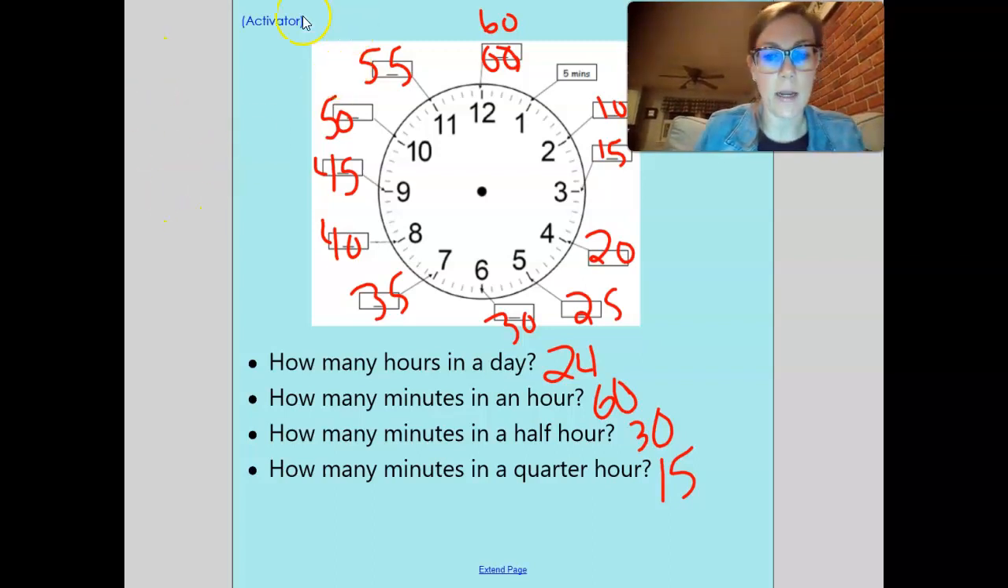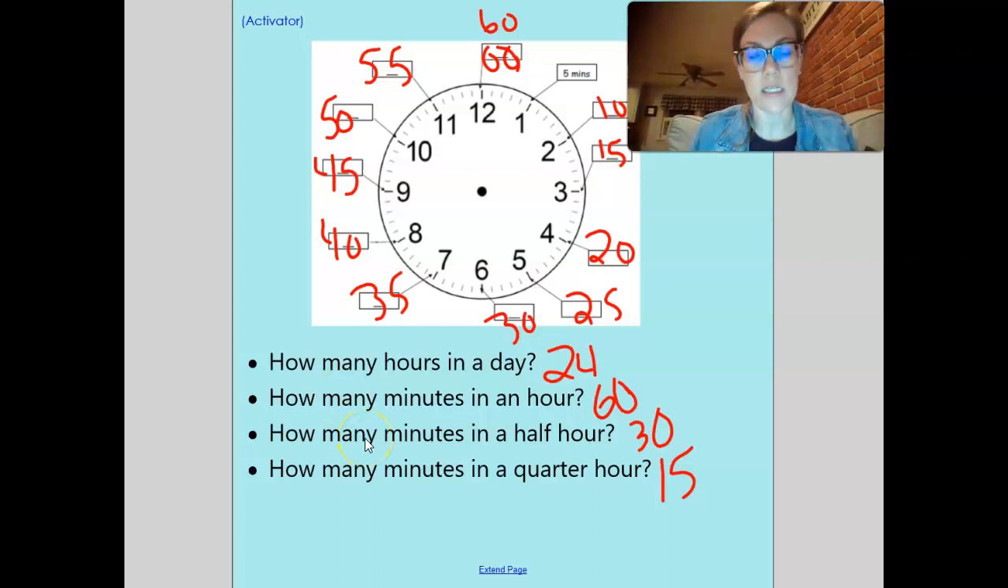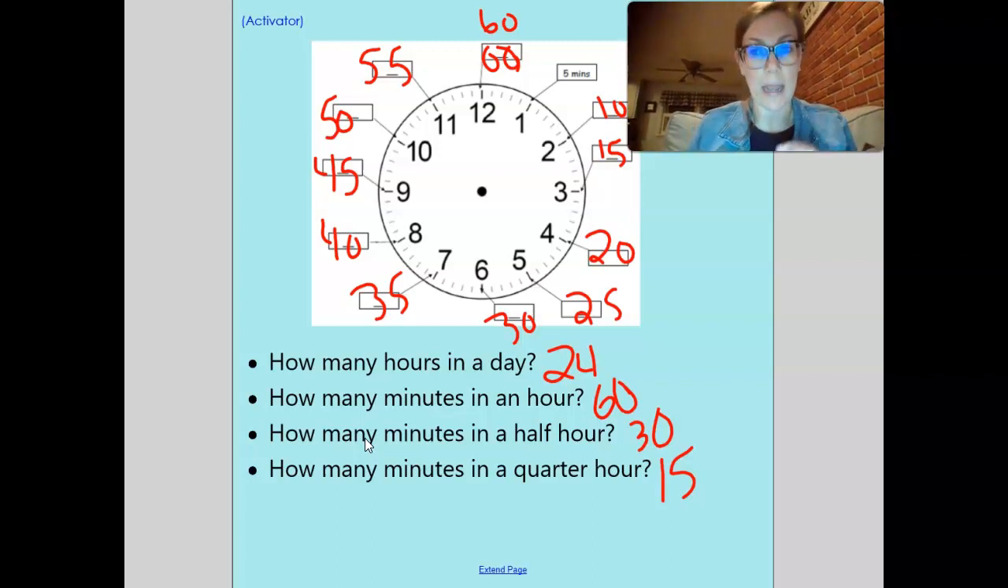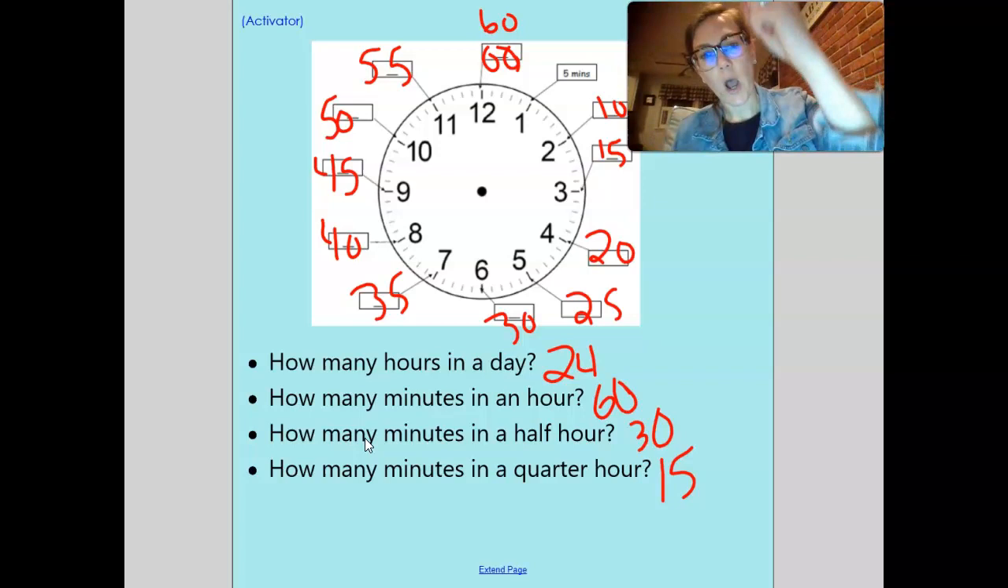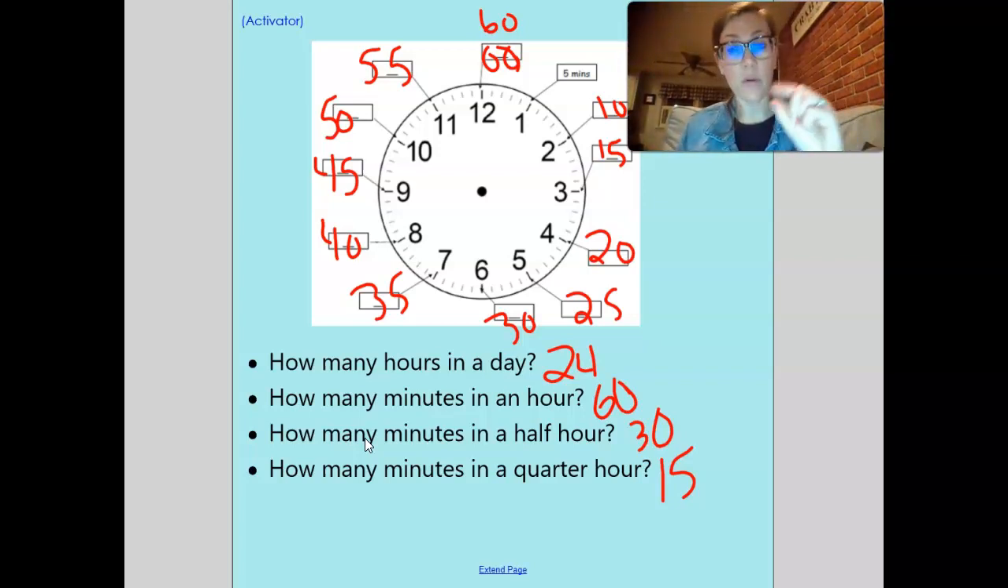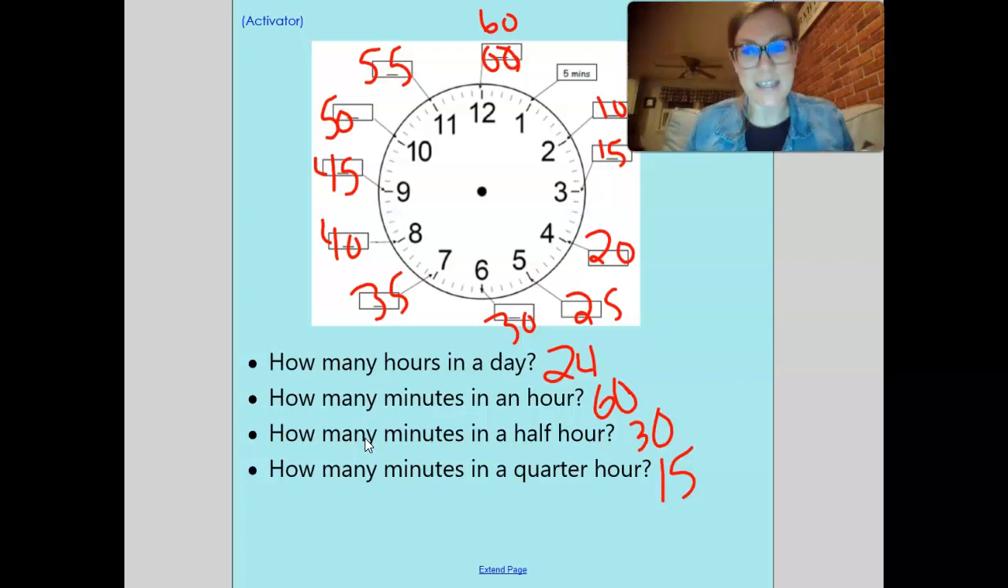Now checking in at the bottom, how many hours are there in a day? 24 hours in a day. How many minutes are in an hour? There's 60 minutes in 1 hour. There's also 60 seconds in 1 minute, because all that means is the amount of ticks around the clock. So if you were to take your time and count every single tick mark around that clock, there's 60 of them to represent the 60 minutes and the 60 seconds.